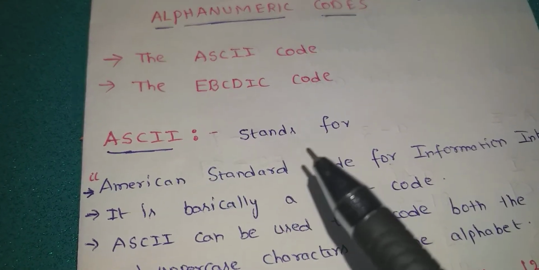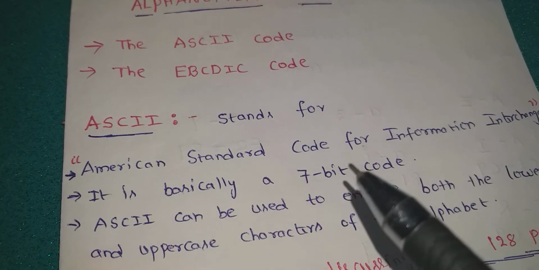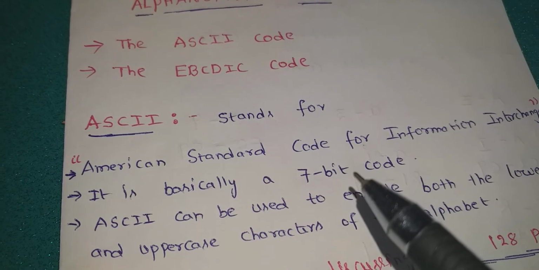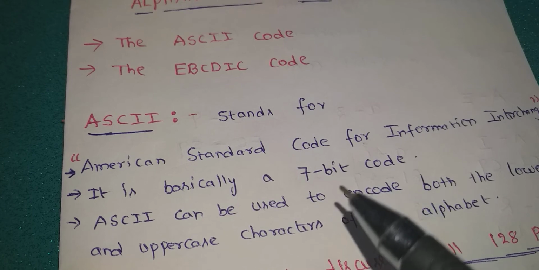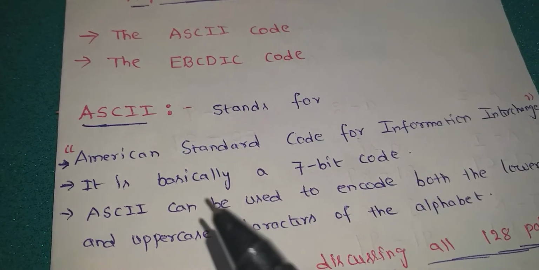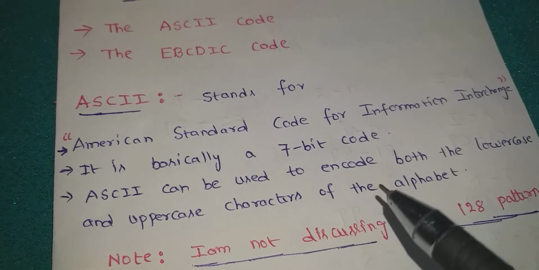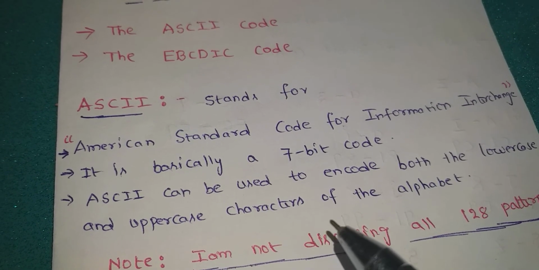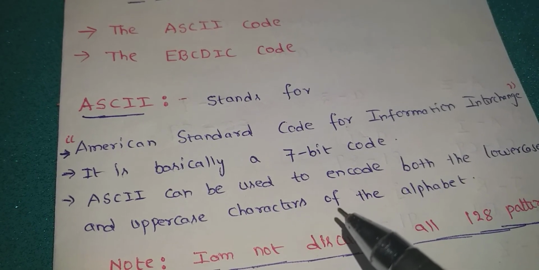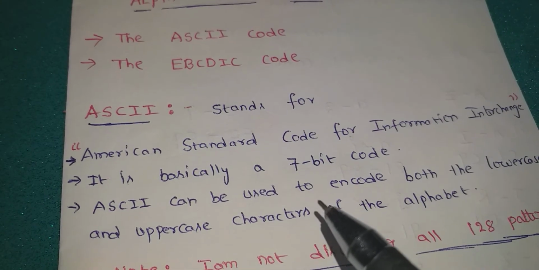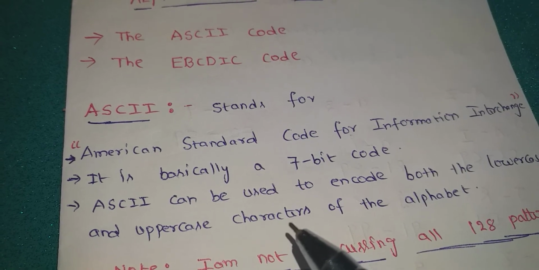ASCII stands for American Standard Code for Information Interchange. This code is especially used for keyboard purposes, that means to communicate between the user and the machine. Is it clear? It is basically a 7-bit code. ASCII can be used to encode both the lowercase and uppercase characters of the alphabet, and also some special characters and numbers. We will see the code of uppercase, lowercase alphabets and also the numbers from 0 to 9.